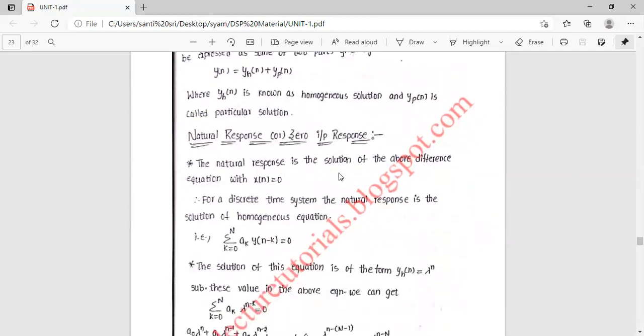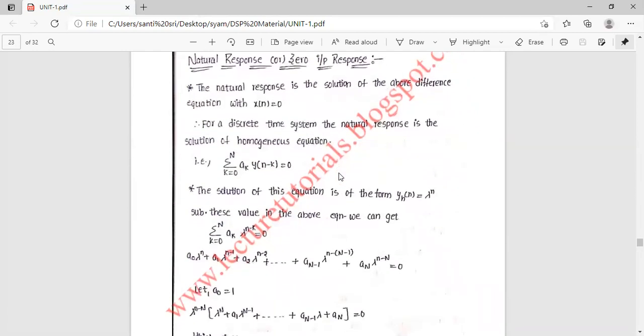Next, coming to the natural response or zero input response. For describing this, we take the solution of the above difference equation with x of n equal to 0. That is sigma k equal to 0 to N a k into y of n minus k, equated to 0. The solution of the equation is of the form y h of n equal to lambda power n, so y of n minus k is replaced by lambda power n minus k.